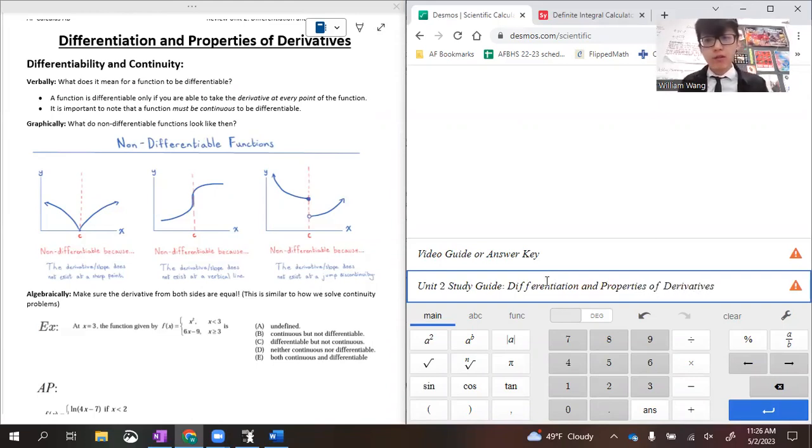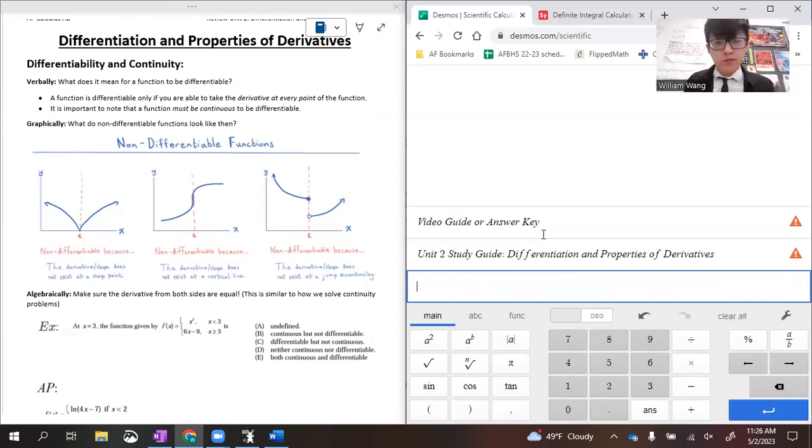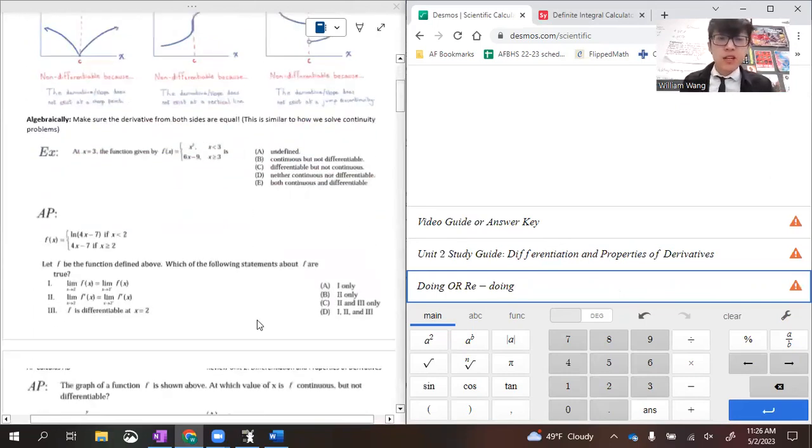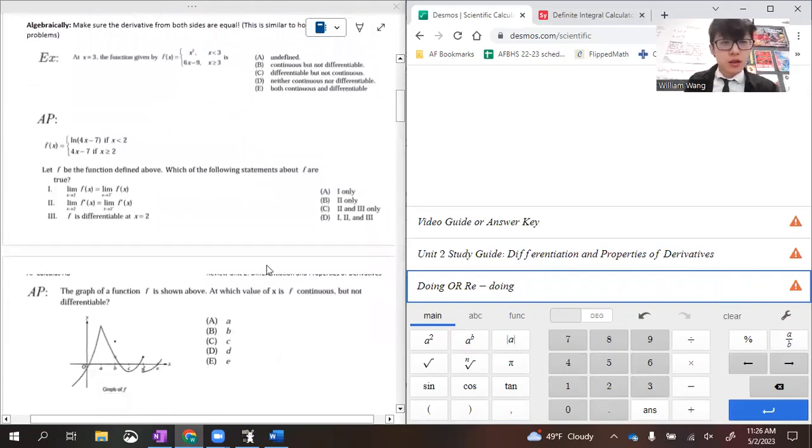If you need a blank packet for this, feel free to find me. I do have extra blank copies. If not, as you are doing this or redoing, and ideally you're redoing this, use this to help you redo each of the problems. Obviously attempt the problems yourself first. All right, let's just jump in to each problem.